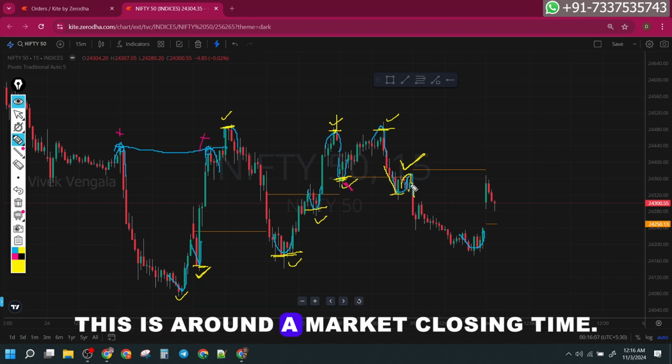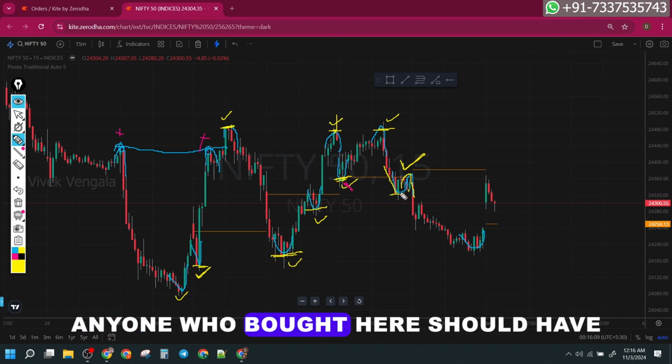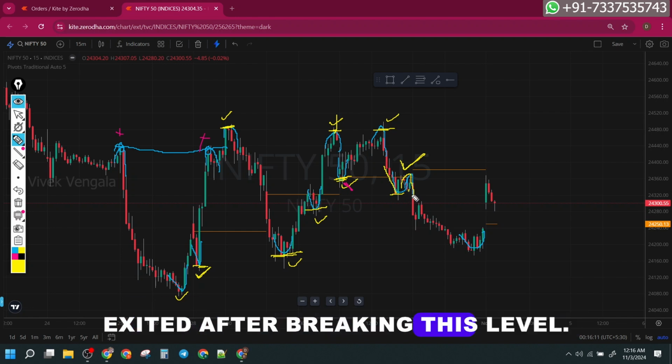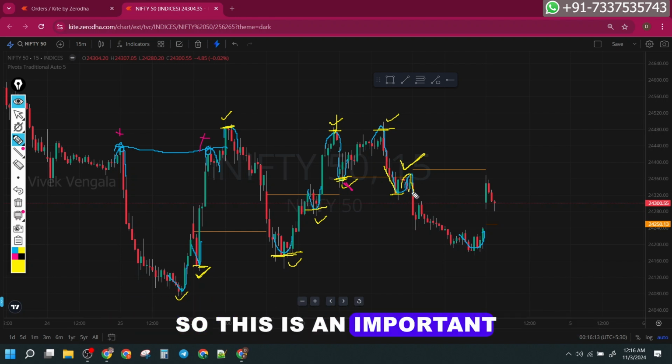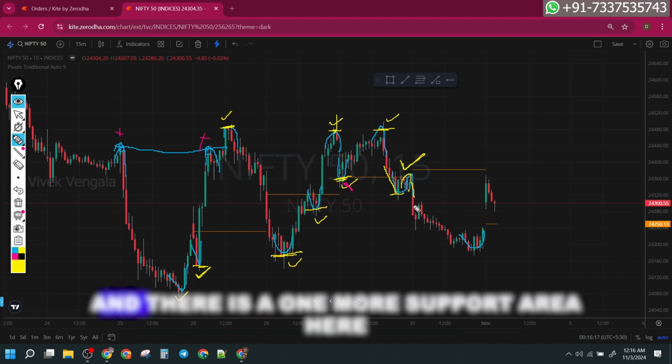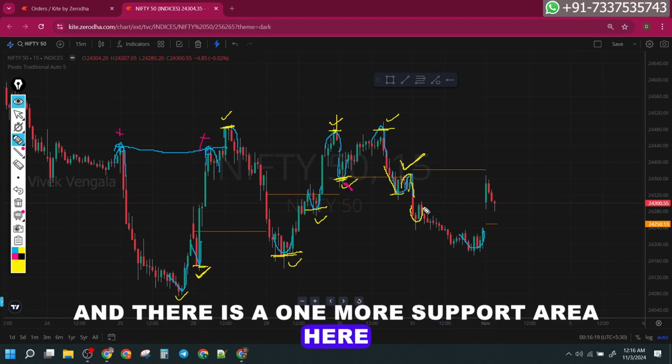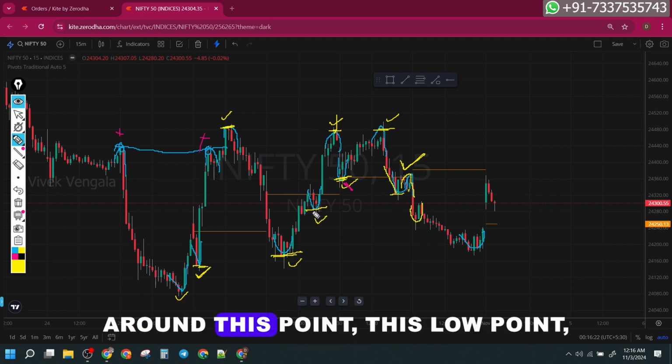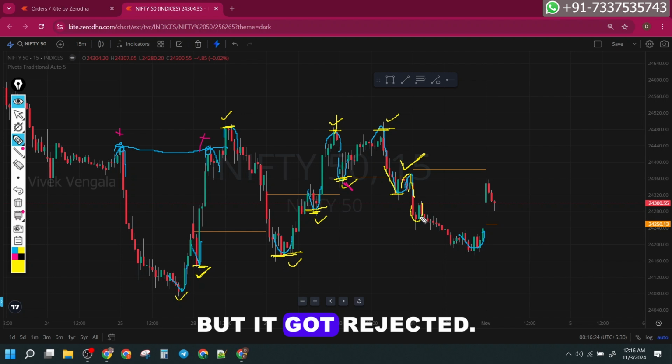This is around market closing time. Anyone who bought here should have exited after breaking this level. So this is an important resistance level. And there is one more support area here around this low point, but it got rejected. Still, here it is valid.